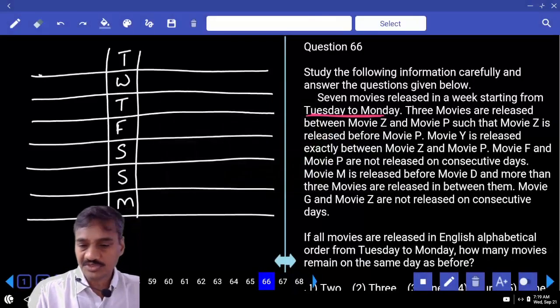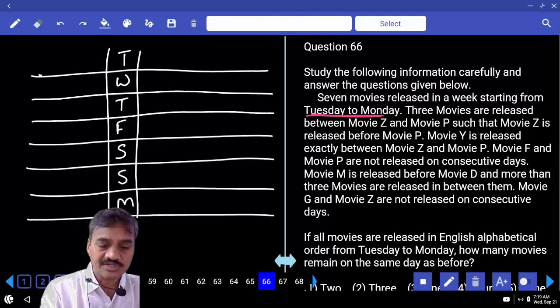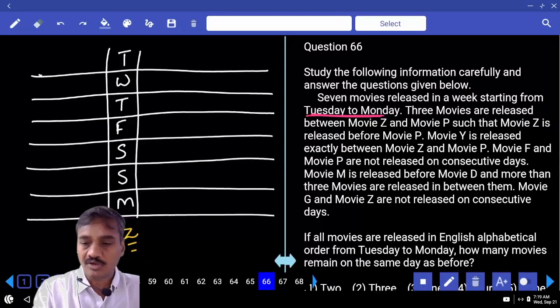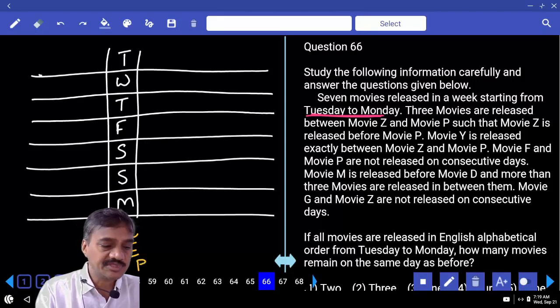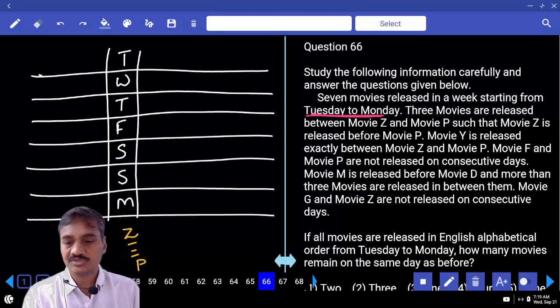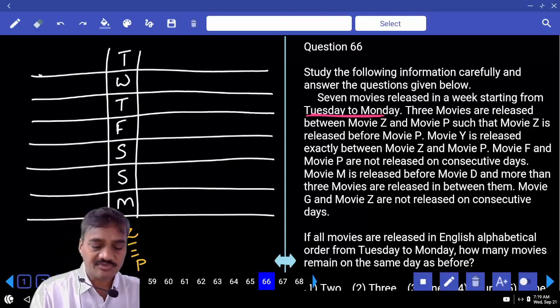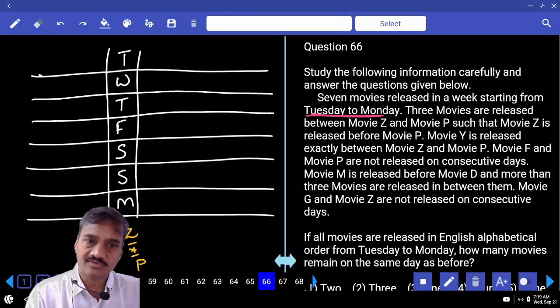First information: 3 movies are released between Z and P such that Z is released before P. Z is released before P. How many movies in between these two? There are 3 movies. In between Z and P there must be exactly 3 movies. And movie Y is released exactly between Z and P. Y is exactly between Z and P means between Z and Y there is 1, and between Y and P there is 1. And movie F and P are not released on consecutive days.